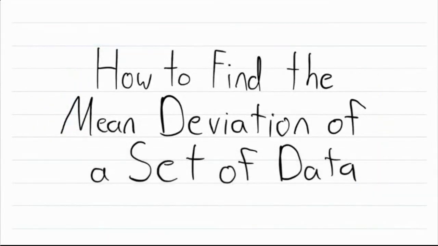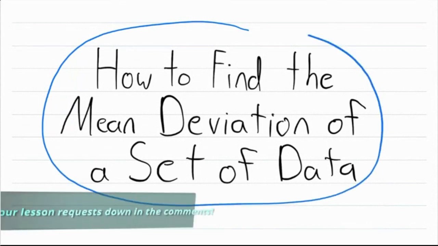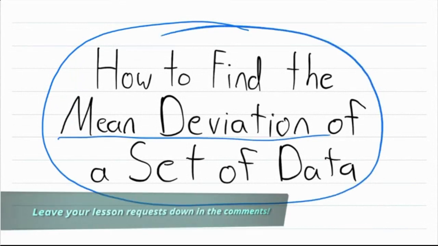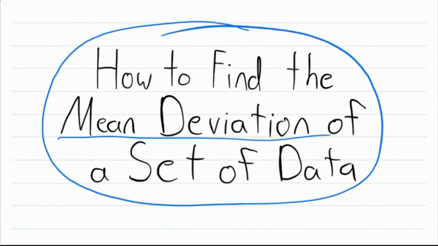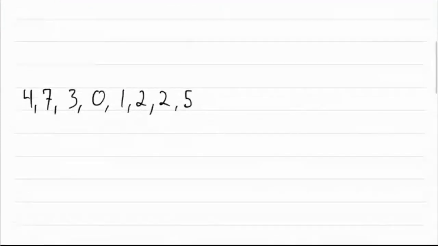Math. In today's video, we'll be going over how to find the mean deviation of a set of data. The mean deviation is sometimes called the mean absolute deviation or the average absolute deviation. So we're coming here hoping to learn about those. That's what we're talking about. This is a viewer requested video. If you have any requests, be sure to leave them down in the comments. With that said, let's get into it.